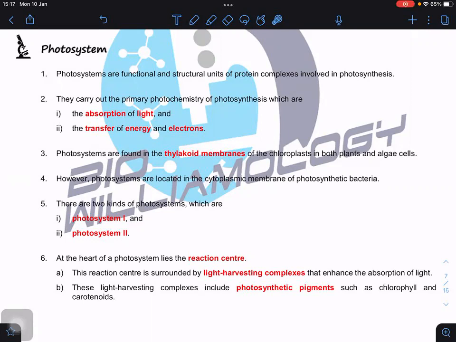So there are two kinds of photosystems. Don't worry about this. We have photosystem 1, or in short form PS1, and photosystem 2, PS2. At the heart of the photosystem, we have this leader known as the reaction center. This reaction center is surrounded by light harvesting complexes that enhance the absorption of light. If the entire thing only depends on the leader, this reaction center is not effective. They have to depend on the others. These light harvesting complexes include the photosynthetic pigments such as chlorophylls and carotenoids.